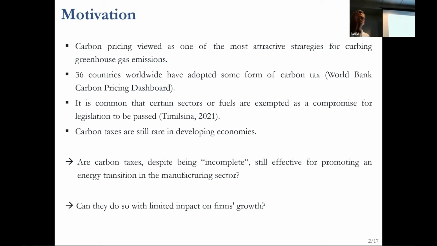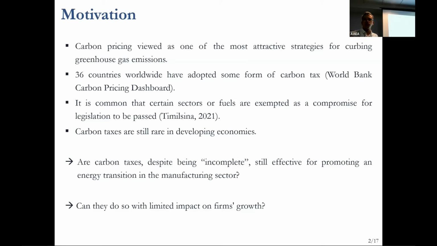For the motivation, I'm going to skip the part about how important climate change is and go to the policies that we can use to address it. Carbon pricing is viewed as one of the most cost-effective ways of reducing carbon emissions. It also creates incentives to innovate and a whole other host of benefits that we as economists favor. And as such, it's been adopted in some countries. Only 36 countries in the world have some form of carbon pricing, according to the World Bank's carbon pricing dashboard.